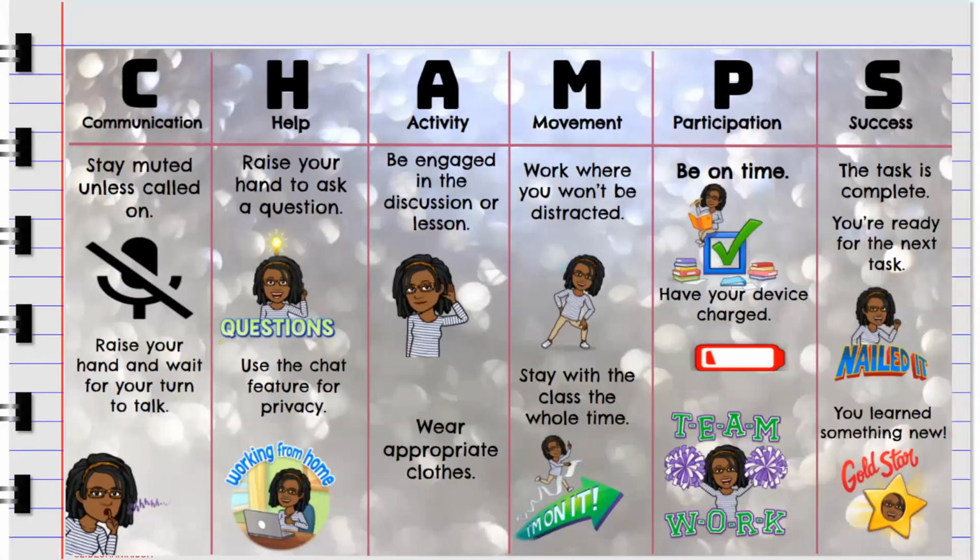Remember our CHAMPS expectations. C stands for communication, H stands for help, A for activity, M for movement, P for participation, and of course, S for success.